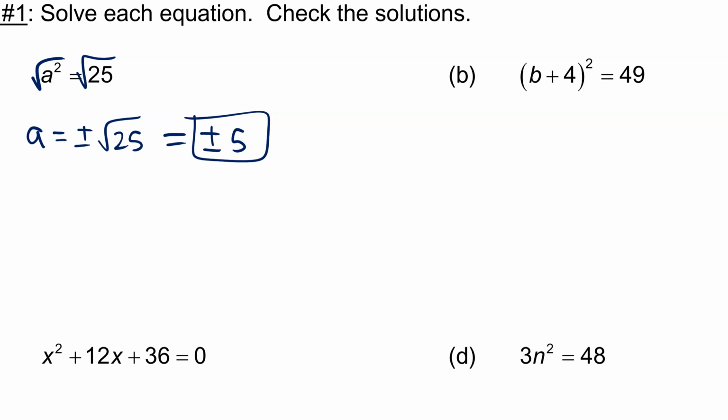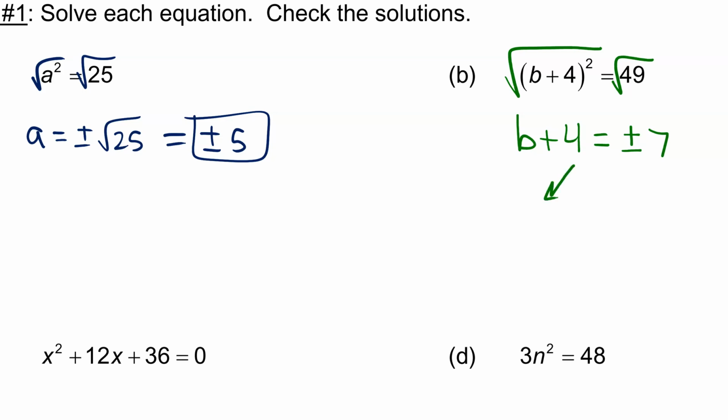b plus 4 squared equals 49. So how would I go about solving this one? First thing, I take the square root, because I'm trying to get b by itself, so I square root to get rid of the square. That turns it into 7. So I have b plus 4 equals plus or minus 7, since we are introducing the square root. Then I'll have to subtract 4 from both sides.